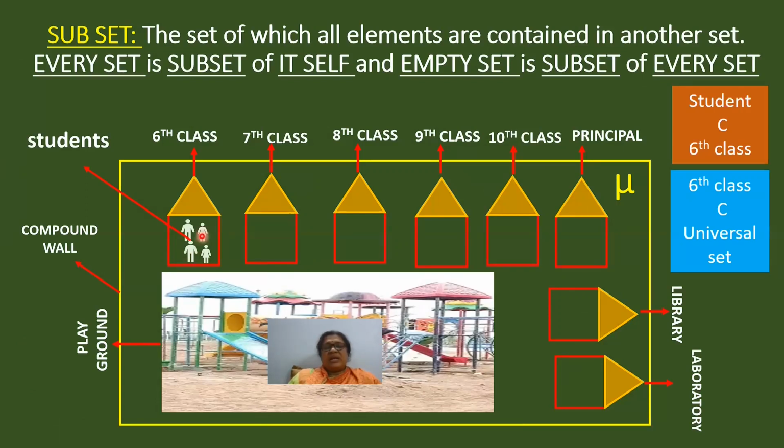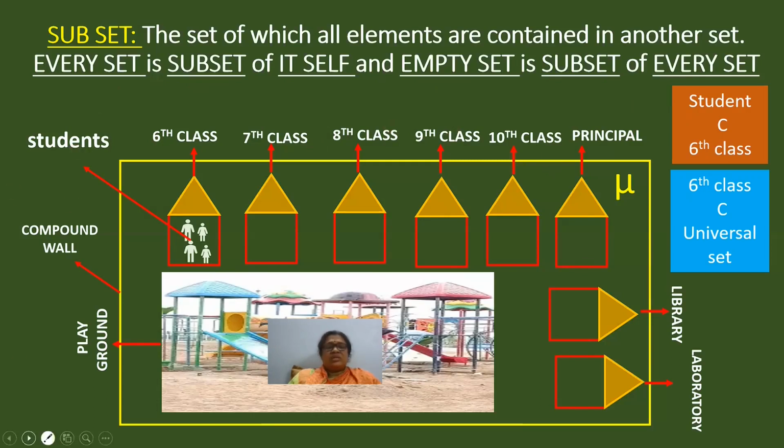Here, for example, the class 6, class 7, 8, 9, 10, all these classrooms are located inside the universal set. You can say these classes are subsets of the universal set. And when you observe the students, these students are inside the classroom, they are listening to the class. So you can say these students are a subset of this class, and the class itself is a subset of this universal set. Therefore, every set is a subset of itself, and the empty set is a subset of every set.